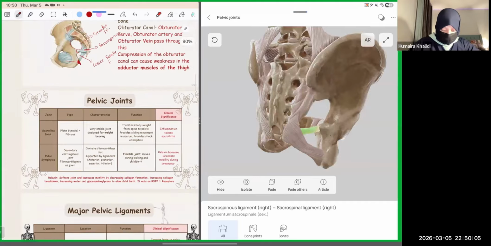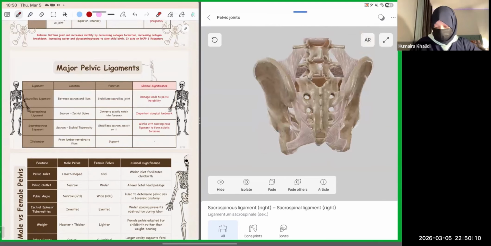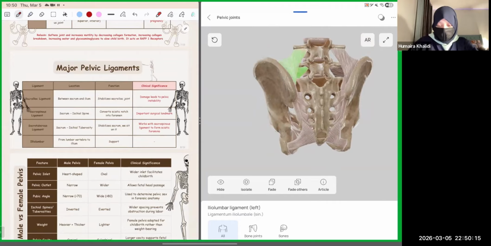Now, moving on, we have the iliolumbar ligament. This is something that the doctor mentioned. I don't know why he mentioned this, but it's attaching the lumbar vertebra to the iliac. That's the job of the iliolumbar, and the main job is support. That's it. The sacrotuberous ligament is what we sit on. The sacrospinous ligament is what converts the sciatic notch into the foramen.